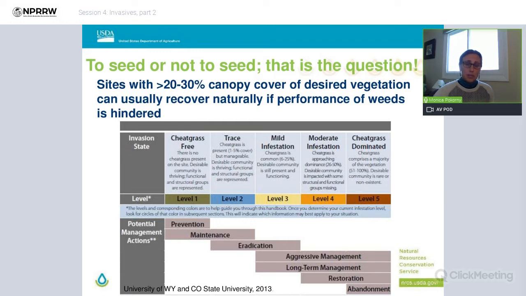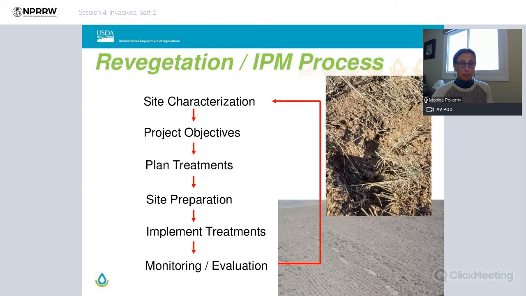But when you start getting up into plant communities that have maybe 25 to 50% or more of your weed species, your desired community really becomes impacted to the place where you're losing some of the structure and different functional groups of plants. And so you want to get into more of a long-term restoration, revegetation type project with your invasive plant management.